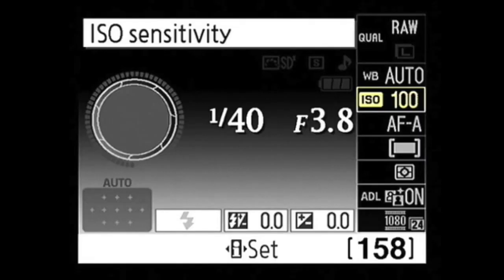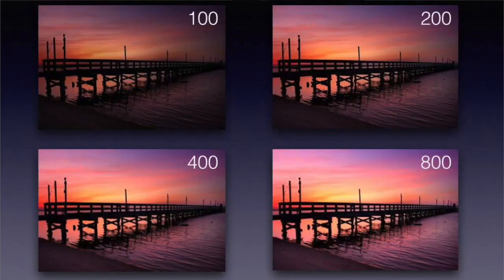ISO is simply how sensitive your camera's sensor is to light. This is expressed in a number. The higher the ISO number, the more sensitive your camera will be to light.